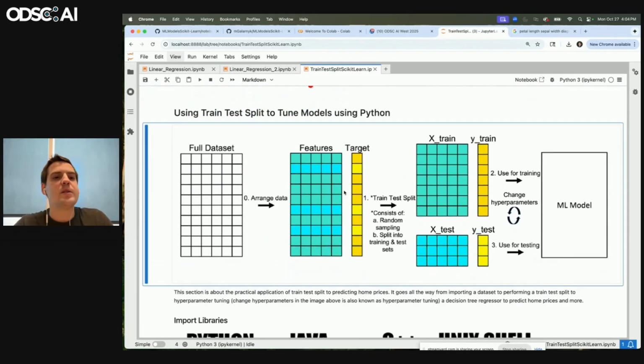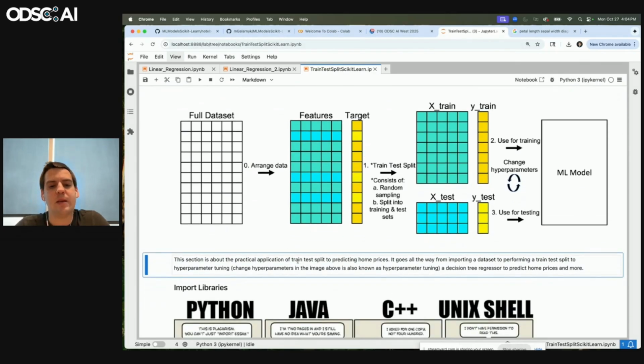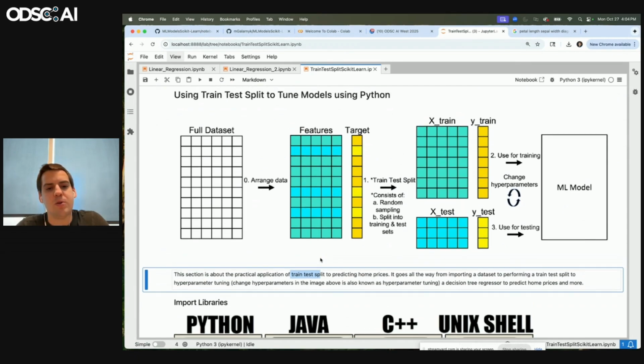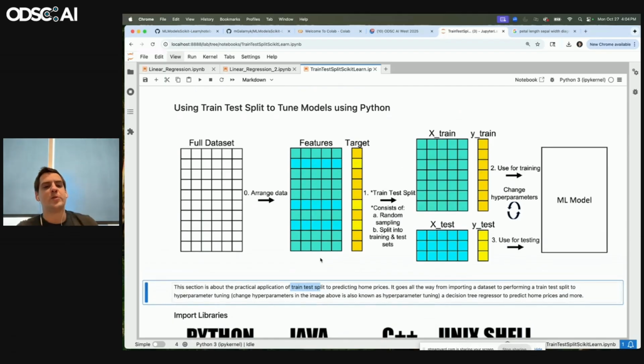Okay, now let's go into how to actually train models using Python. So we go from getting our data offline to cleaning our data, selecting features, to performing a train test split, to hyperparameter tuning. We'll talk about what that means in a bit. A decision tree regressor to predict home prices and more. You might be wondering, what's a decision tree? Well, we'll get to that actually in our notebook after this.